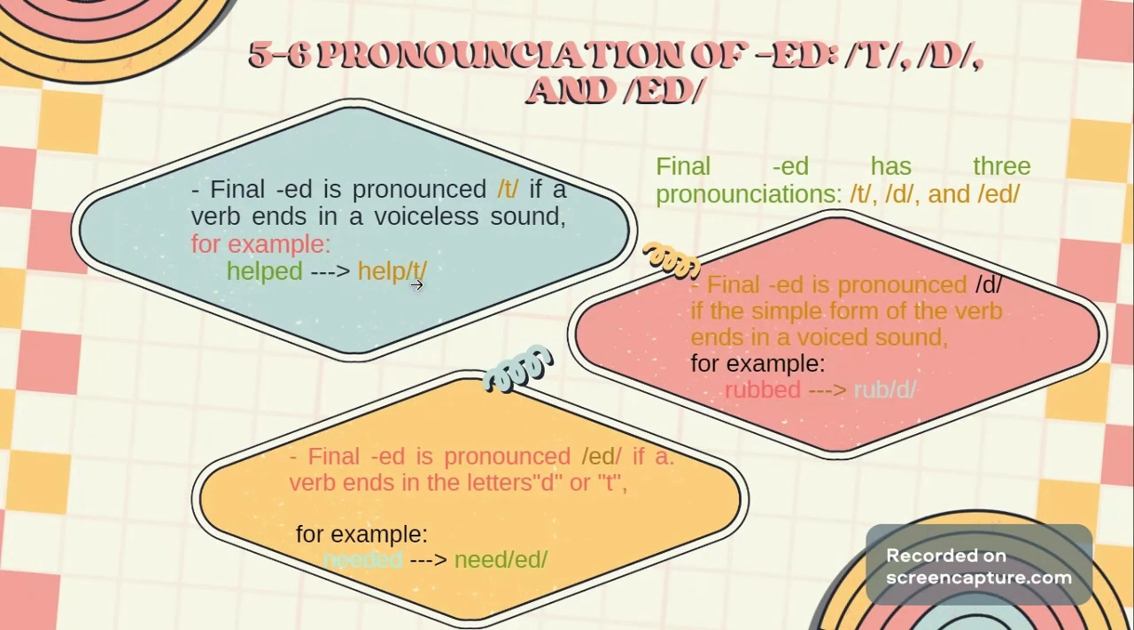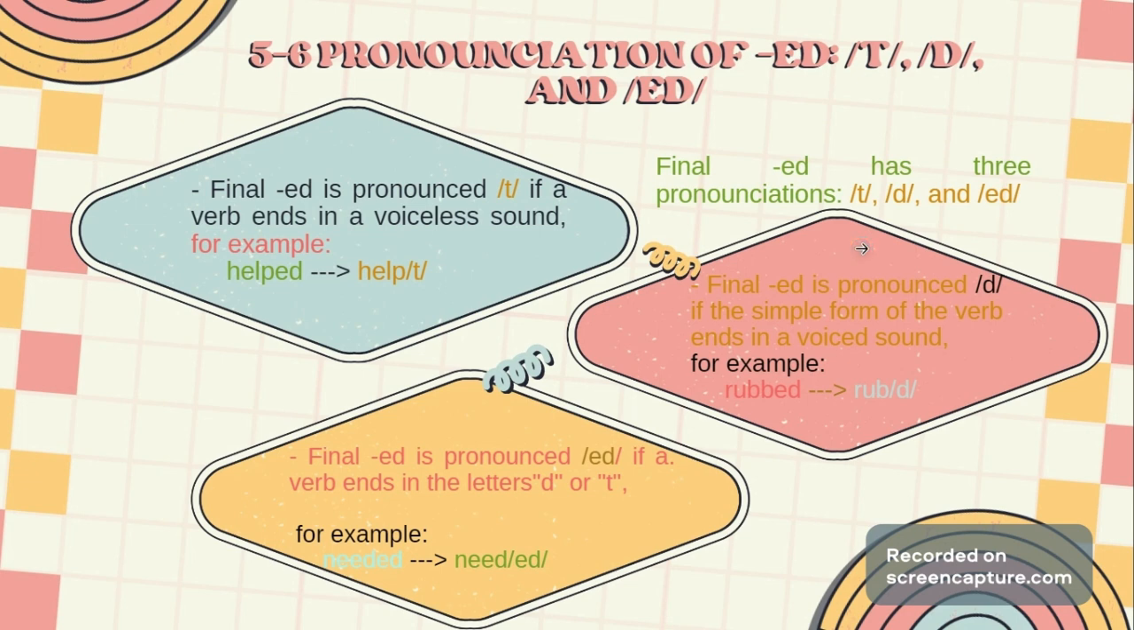And this final ed is pronounced id if a verb ends in the letter d or t. For example, needed. Yes, needed. And final ed is pronounced d if the simple form of the verb ends in a voiced sound. For example, rob, robbed. We pronounce this robbed.